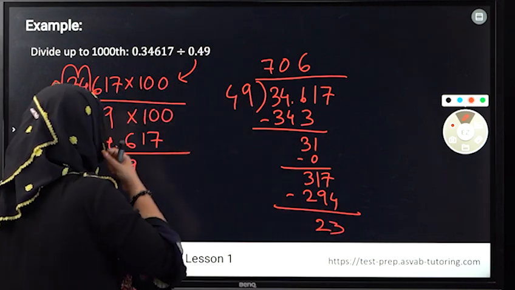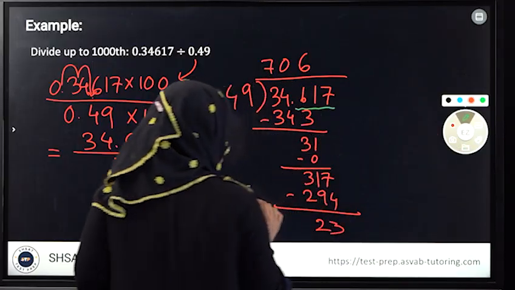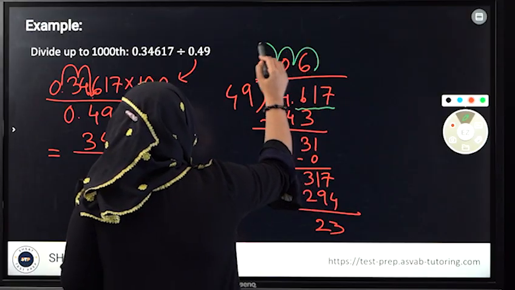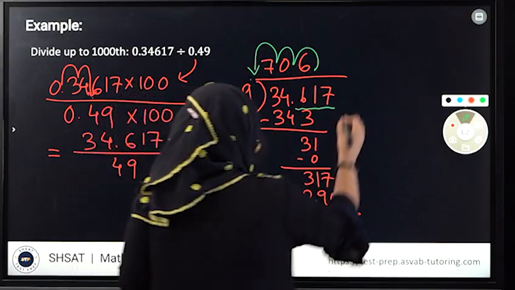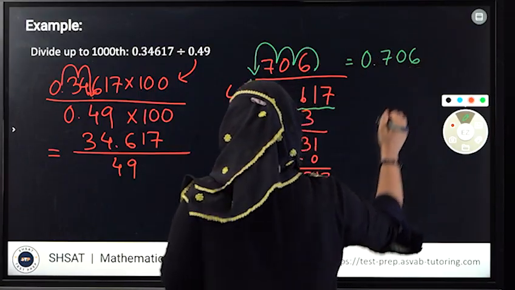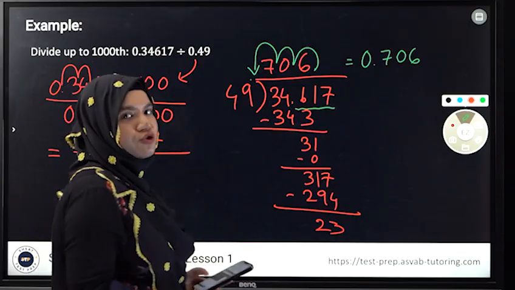Now what? Is my answer done yet? Nope. Just like I said before, 3 digits next to the number, so we move 3 units to the left. That gives me 0.706. And as we can see here, the remainder here is 23. Okay?